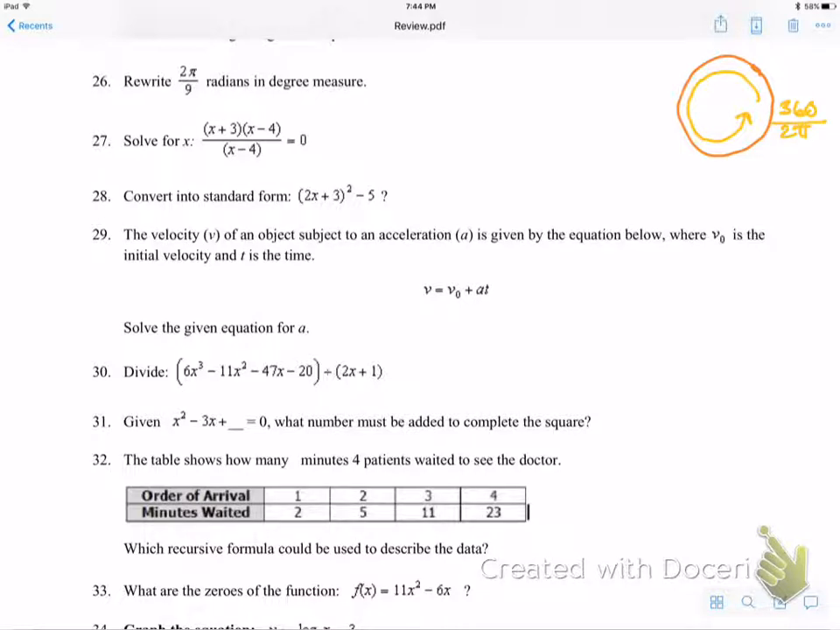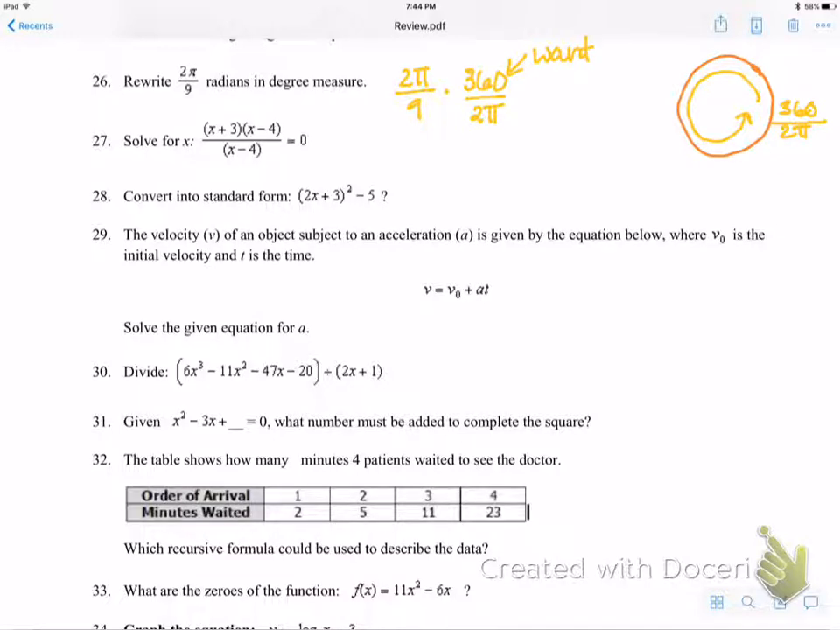So if I want to convert from radians to degrees, I'm going to take the radian measure that I'm given, 2 pi over 9, and multiply by the conversion factor. We're always going to put what we want to have in the end on top. So we want degrees on top, and what we don't want to have anymore on the bottom.